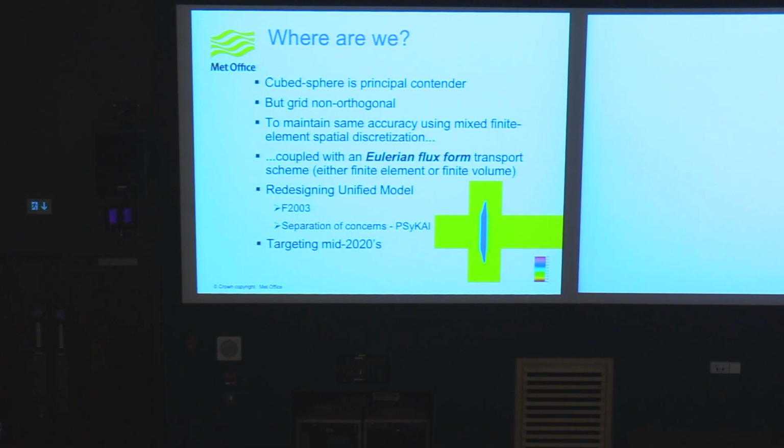So we're redesigning the unified model. As I said, it's 25 years old. The code, the software within that is 25 years old. We're moving to something a bit more modern, something that's only 15 years old, Fortran 2003, but still presents the compilers with challenges. We're moving to this separation of concerns where we're moving the computational aspects out of the code. So we're separating the natural science from the computational science to try and make the whole thing future-proof. And we're targeting the mid-2020s, when we think these supercomputers are hitting the exascale.